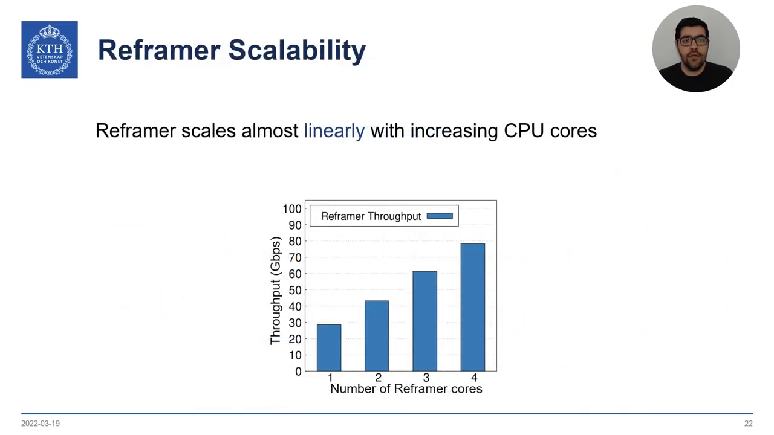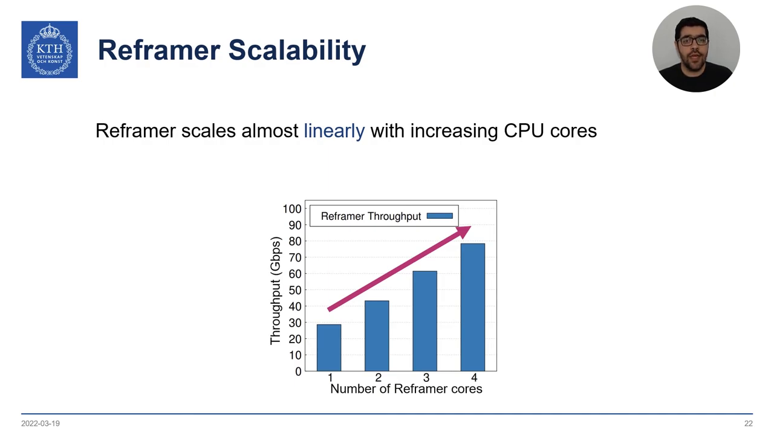As the next evaluation, we redid the experiment with various numbers of cores allocated to Reframer, so we can measure the maximum throughput of Reframer per core and also see how it scales with an increasing number of CPU cores. As you can see in this graph, Reframer is able to handle up to a 30 gigabit per second rate with only a single CPU core, and it also scales almost linearly with increasing cores.